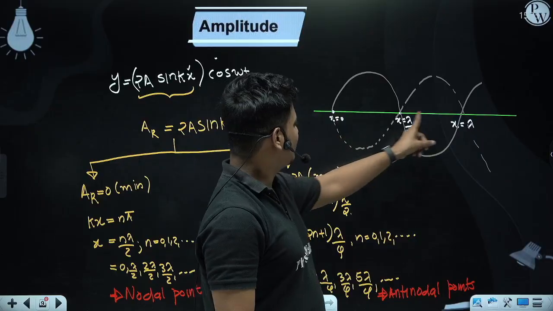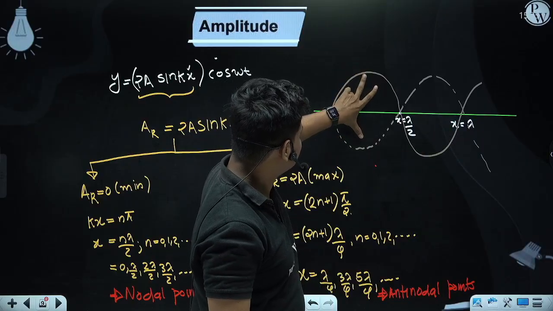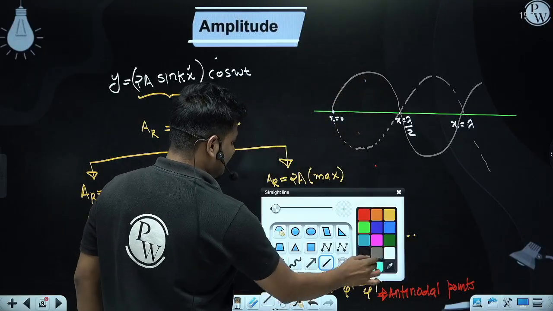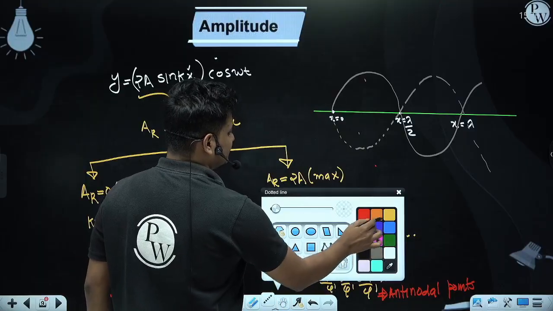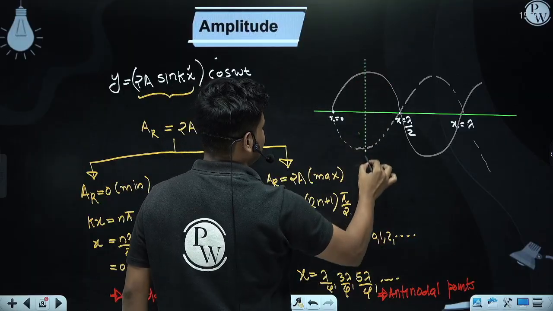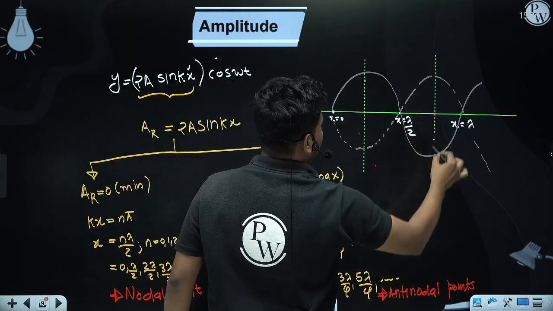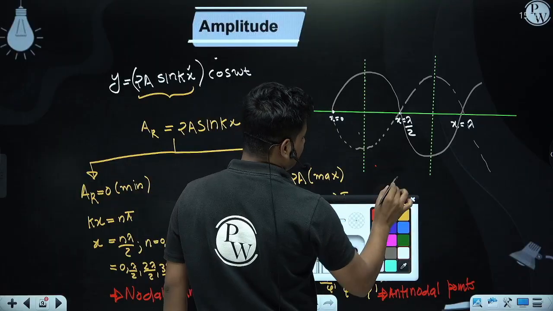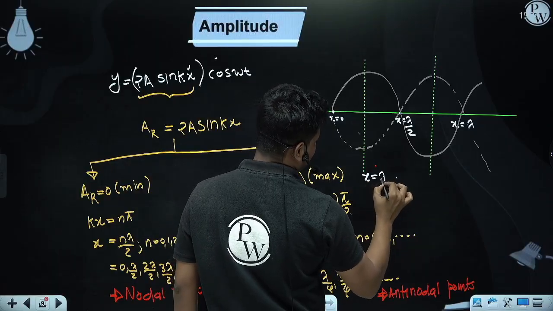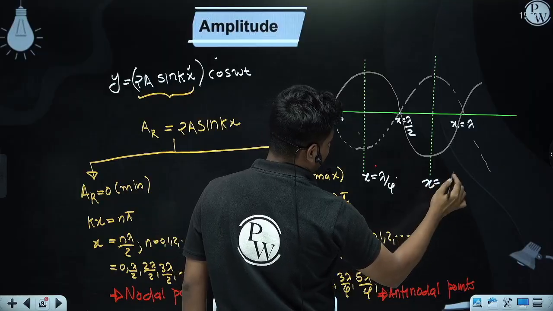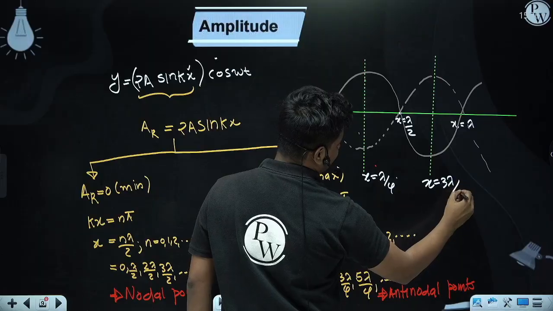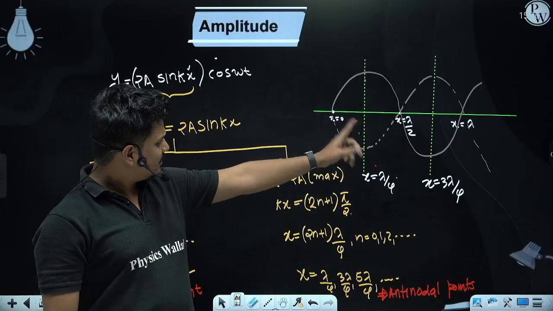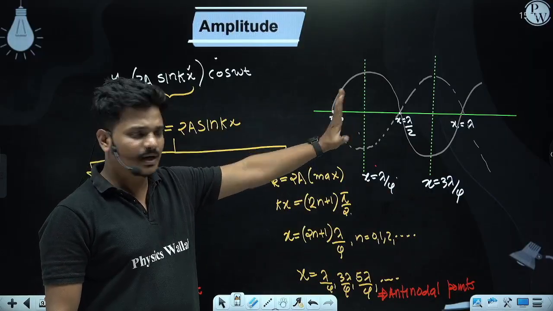This is the nodal point, and at this location we get a maximum amplitude. So this is the anti-nodal point, this is an anti-nodal point, and this is an anti-nodal point. We know where we get anti-nodal points: when x is equal to lambda by 4, and the next antinode is at 3 lambda by 4. So these are our wave representation.